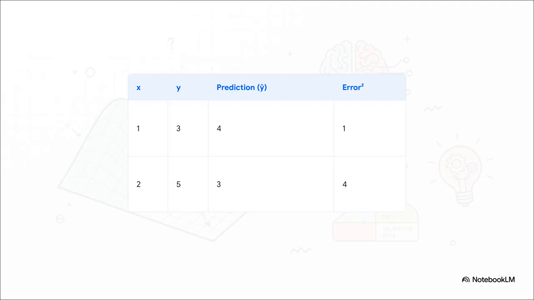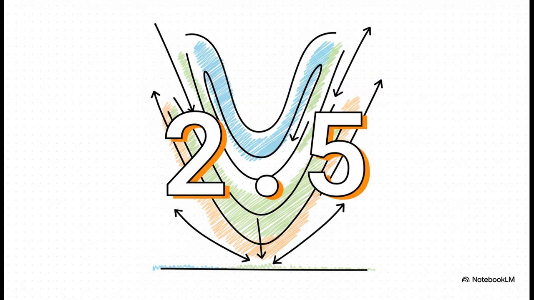For that first point, where x is 1, our line predicted a 4, but the real answer was 3. So that's a miss. For the second point, where x is 2, it predicted 3, but the real answer was 5. Oof, another miss. Now to figure out just how wrong we are, we measure that error and square it. That gets rid of any pesky negative signs and tells us just how far off we were. And if we average out those squared errors, we land on this number, 2.5.